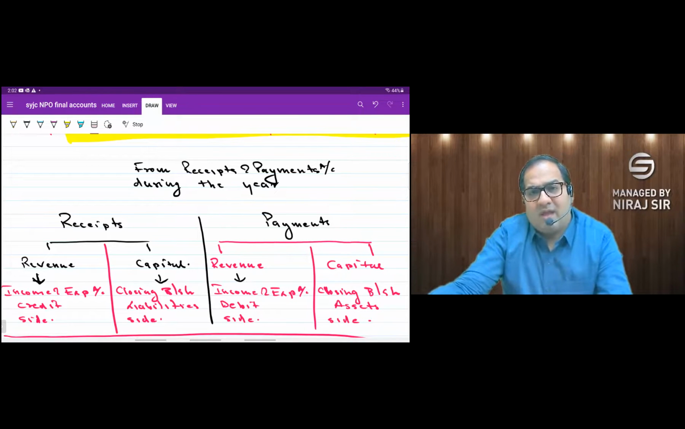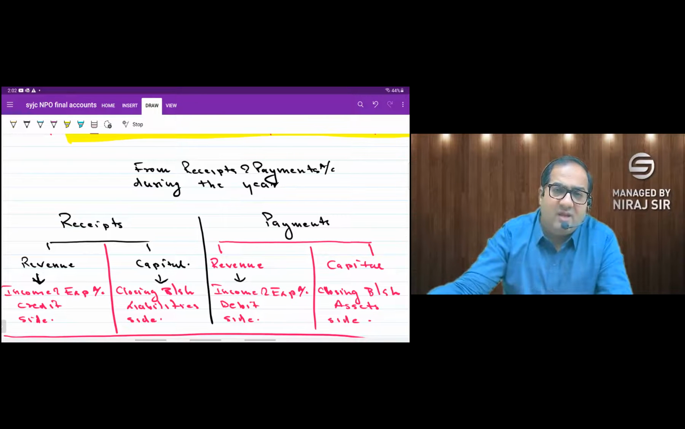Sir, आपने हमको recurring receipt का example दिया, जैसे fees हुआ, जैसे subscription हुआ, जैसे interest हुआ, dividend हुआ. Sir, can you give us an example of non-recurring receipt? Legacy.